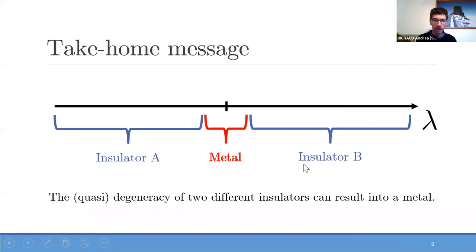At first I would like to give you a take home message, so in case you get bored during the rest of my talk, you already have something to take home. If you have a model parameter lambda that you can tune and vary, in such a way that you jump from one insulator on the left, insulator A, to another insulator B, then it's possible to have a metal in between. And it's the quasi-degeneracy of two different insulators that can result in the formation of a metal.